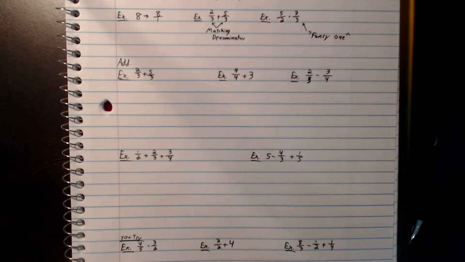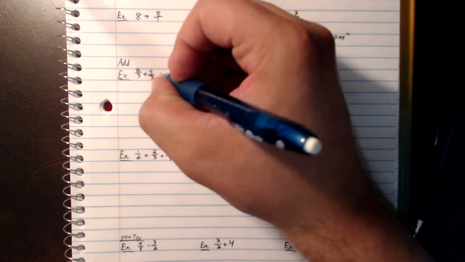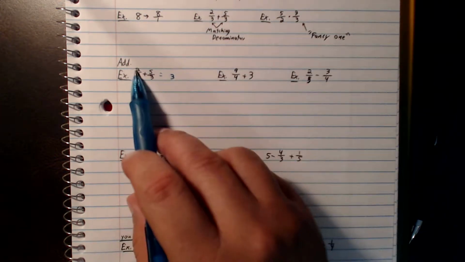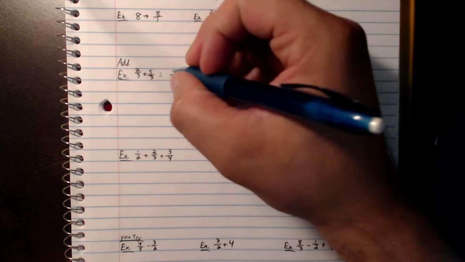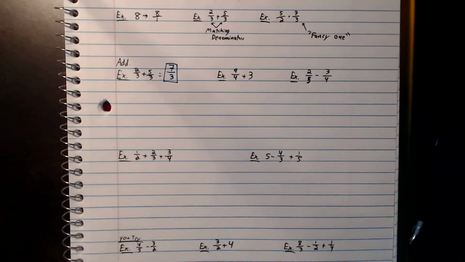So let's start with the first one. We have 2 over 3 plus 5 over 3. Our denominators, in fact, are matching. So the denominator should stay the same in the end. All we have to do is add the tops, the numerator, 2 plus 5. That gives us 7. So 7 over 3 is our answer.